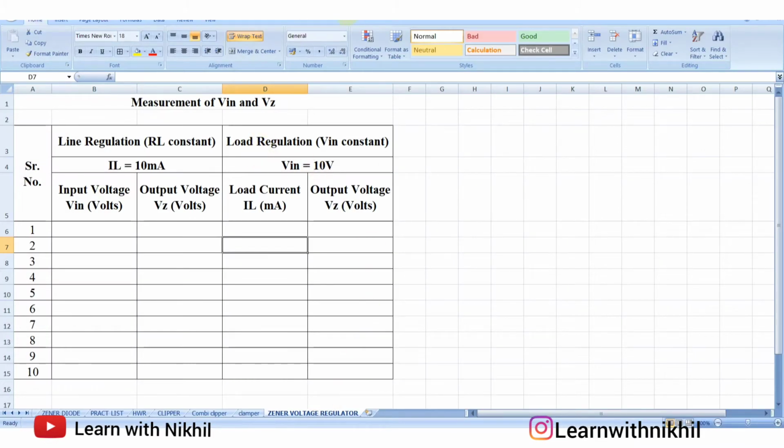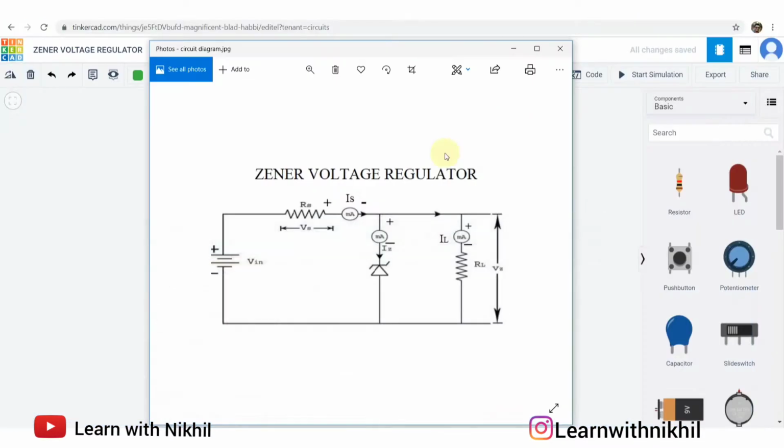According to that, we have this observation table where we have to calculate the line regulation and the load regulation. So for calculating the line regulation, we have to vary the input, that is V in, while keeping the output, that is RL, constant. So if we keep the RL constant, this IL current will remain constant. And we have to measure the VZ, that is the Zener voltage.